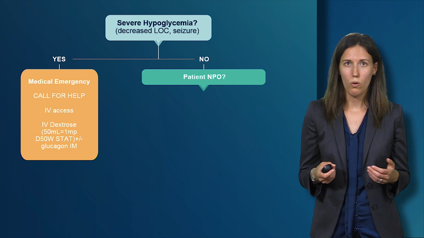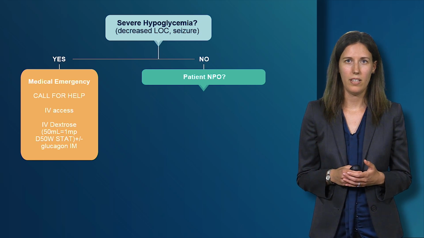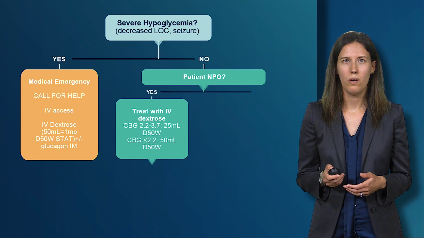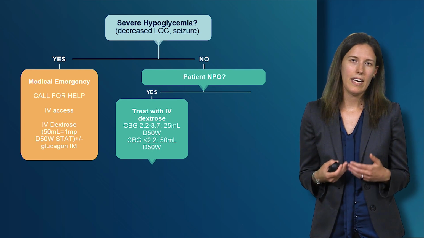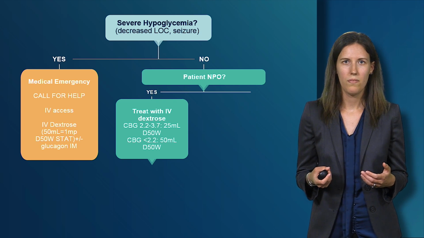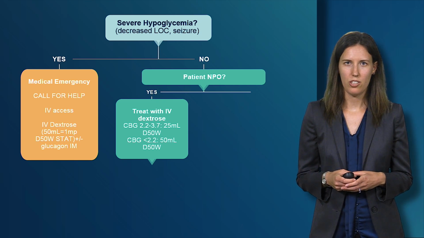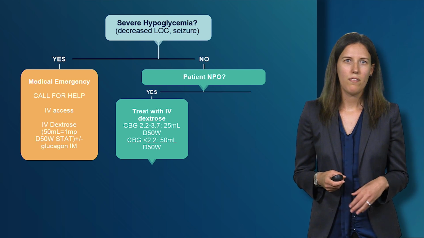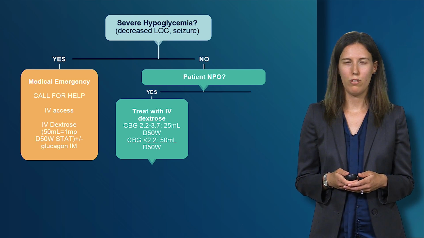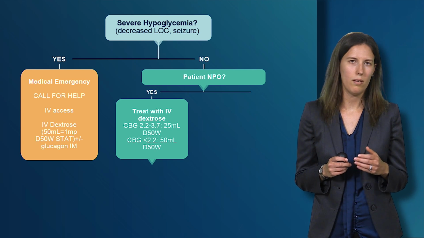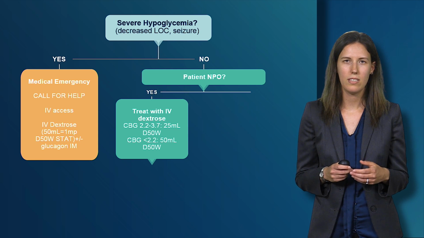If the answer is no, this is not a severe hypoglycemia episode, the next question to ask is: is the patient NPO? If the answer is yes, then it can't be treated orally and needs to be treated with IV dextrose. Depending on how low the blood sugar is tells you how much IV dextrose is necessary. If the blood sugar is between 2.2 and 3.8, half an amp, half of a pre-filled syringe of D50W, which is 25 milliliters, can be given IV.